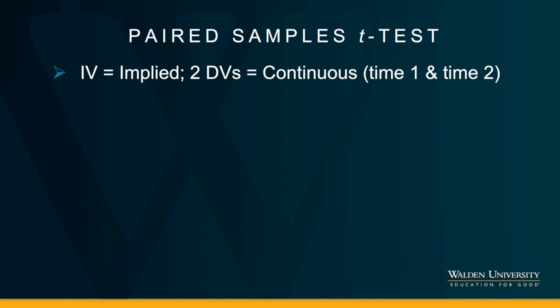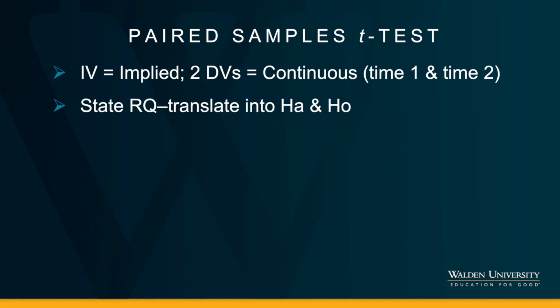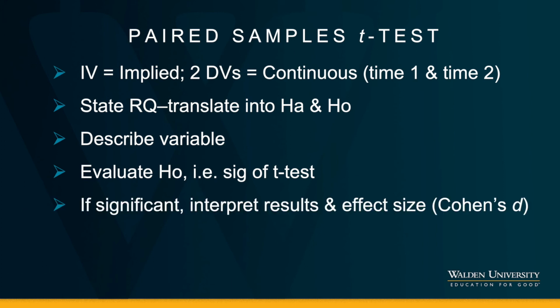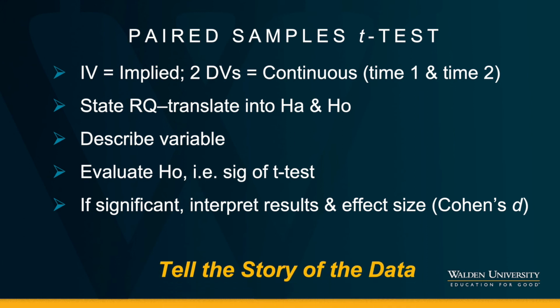I will have to state my research question and my hypotheses as always. And when I have the output in SPSS, I can then describe the sample variable. I can evaluate the null hypothesis by using the sig, the p-value, and comparing it against the alpha level. And if I find significance, I'm going to interpret the results and the effect size, and I will tell the story of the data.